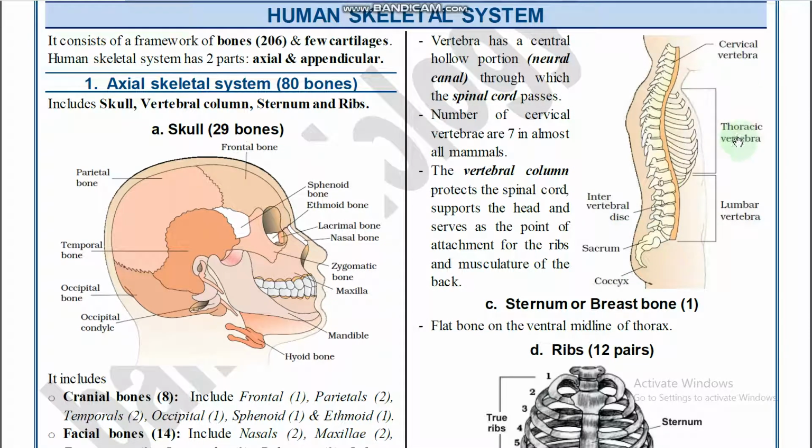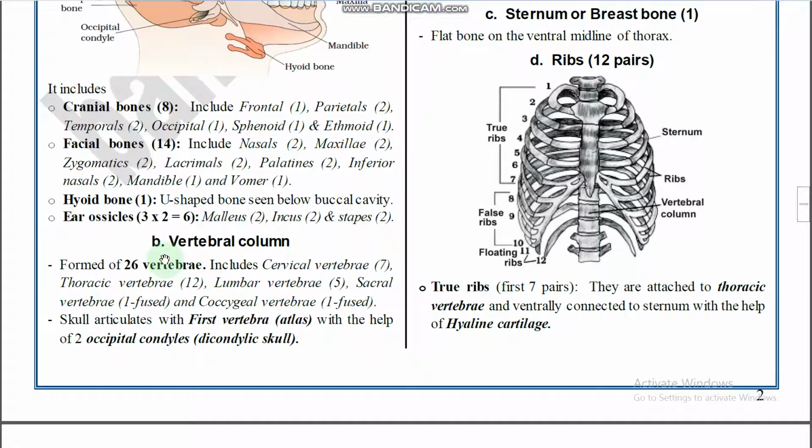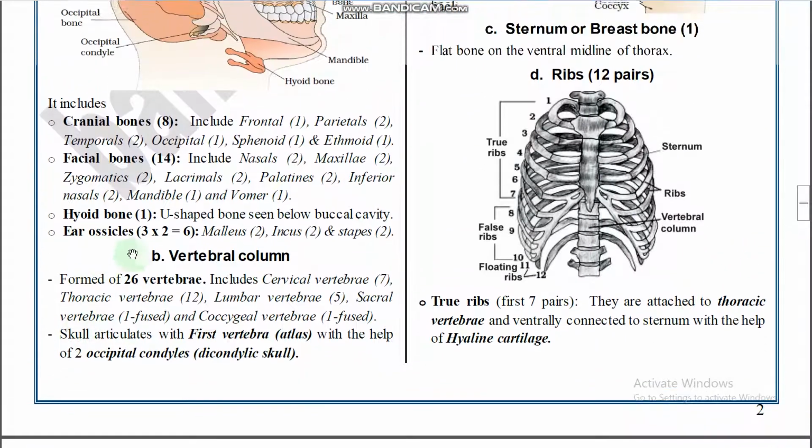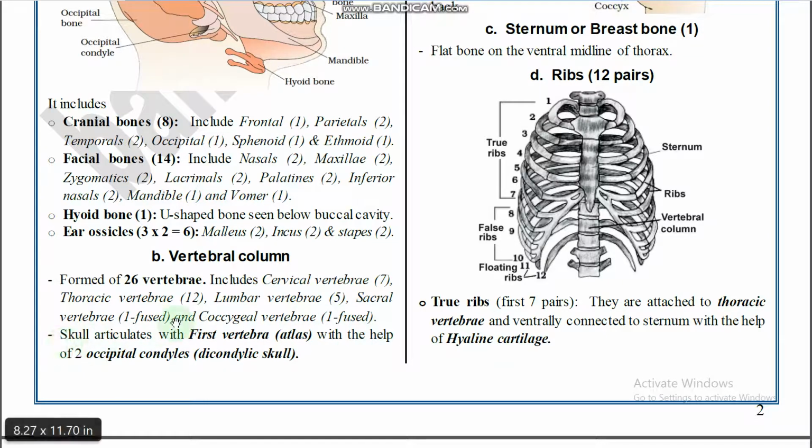Cervical 7, thoracic 12, lumbar 5, sacrum 1, coccygeal 1. Here it is given that it is formed of 26 vertebrae, including cervical 7, thoracic vertebrae 12, lumbar 5, sacral 1 and coccygeal 1. So coccygeal and sacral are fused. So which bones in the vertebral column of our body are fused? That is the sacral and coccygeal bones.